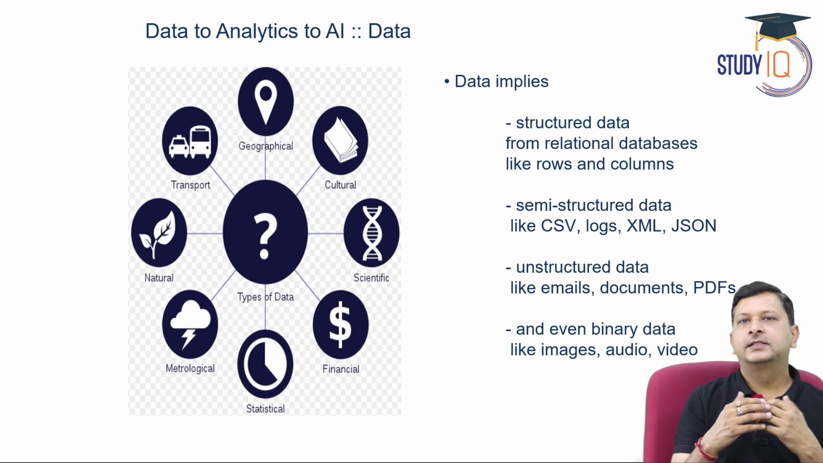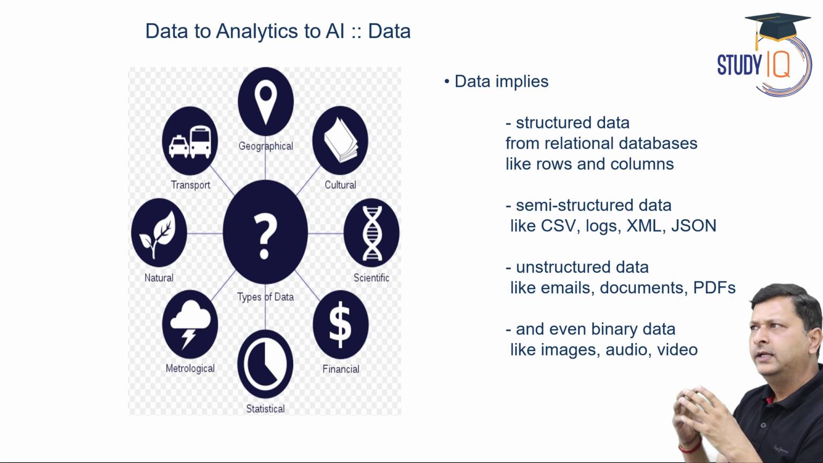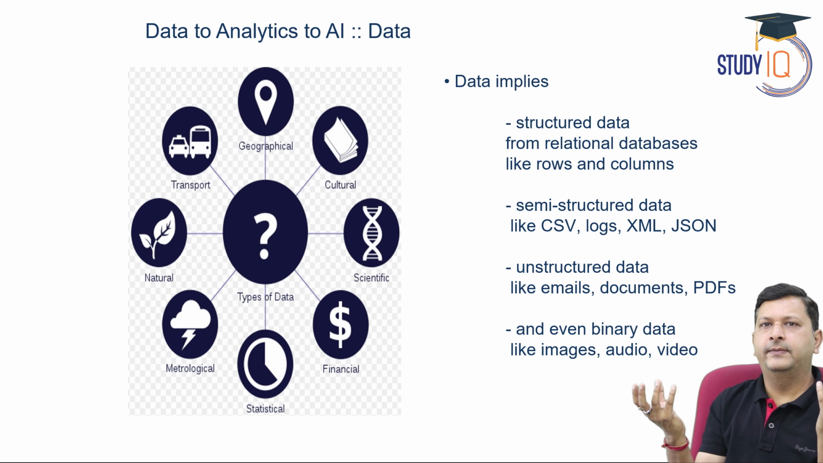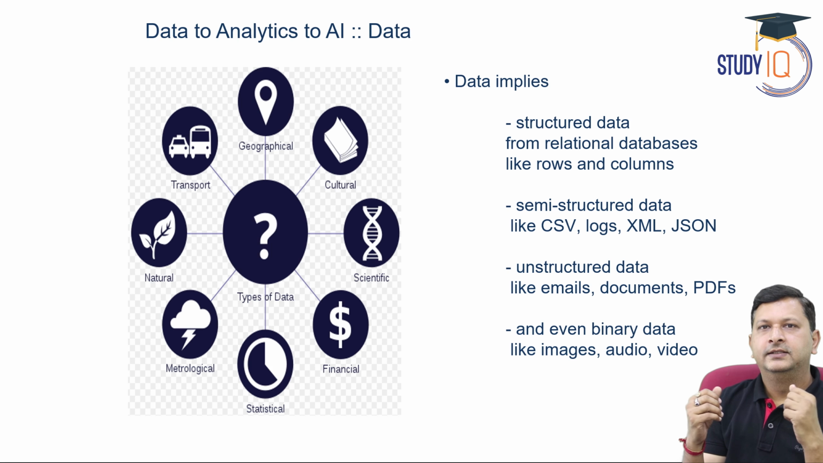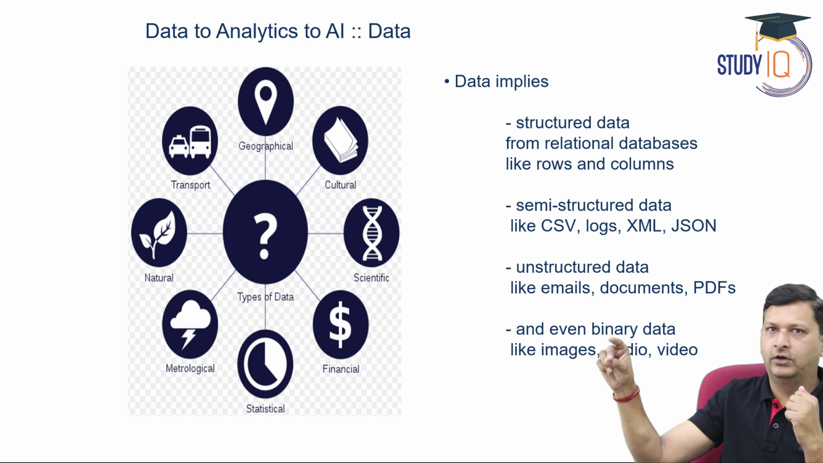Then we have semi-structured data. Semi-structured data, as the name says, is somewhat structured but not fully structured. So what do we mean by semi-structured? Let's say I have a JSON. I cannot directly say go to row number 17 or a particular cell.